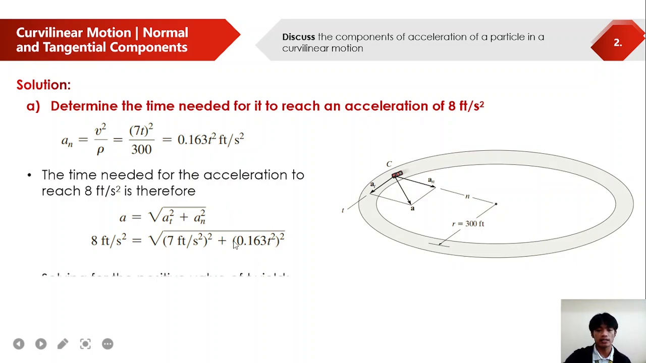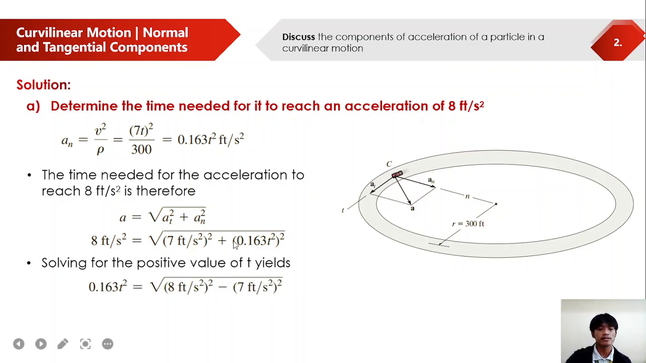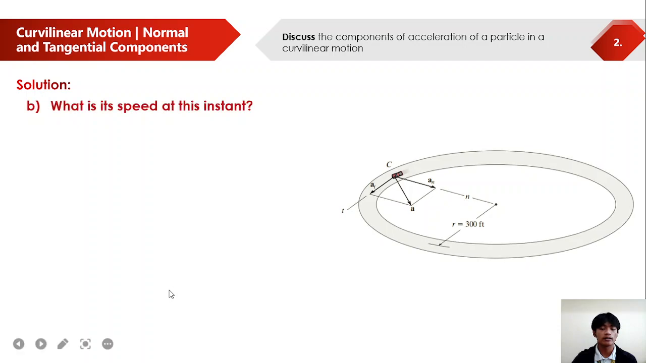Therefore, if you calculate that in your calculator, solving for the positive value of t yields t is equals to 4.87 seconds. So this is the time needed para ma-reach niya yung 8 feet per second squared na acceleration. Okay. So that's how you solve for your time needed.